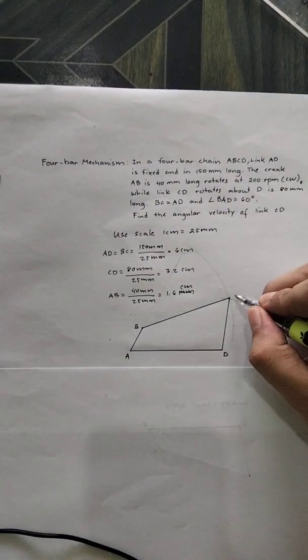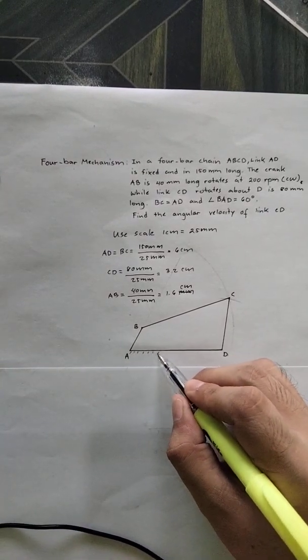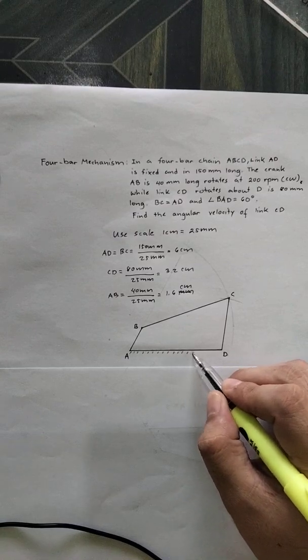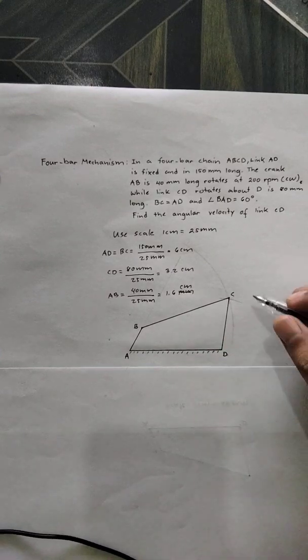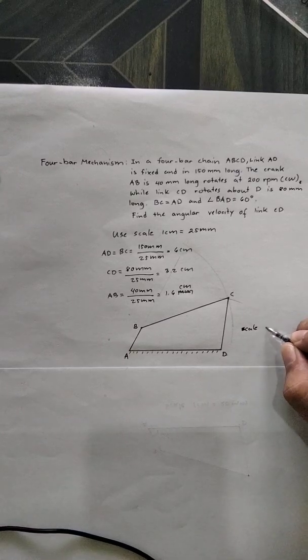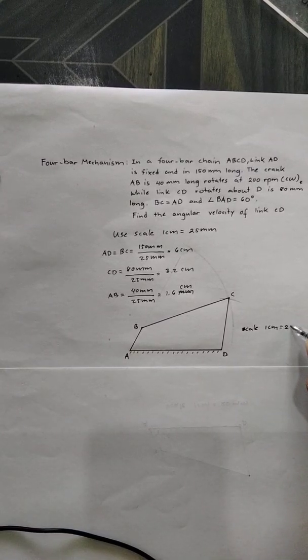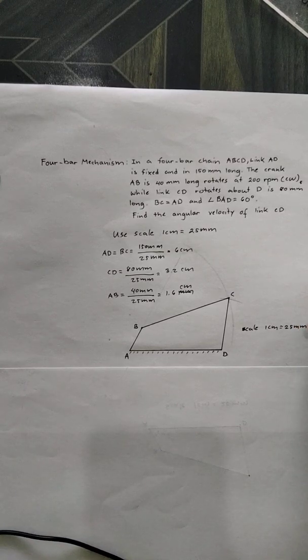Okay, now this is your point C. So we know that this is fixed here. This is a fixed link, and we're using a scale of 1 cm equal to 25 mm. Okay, so the next thing to do is to calculate the angular velocity using the available data.